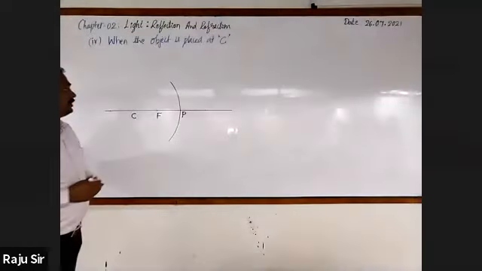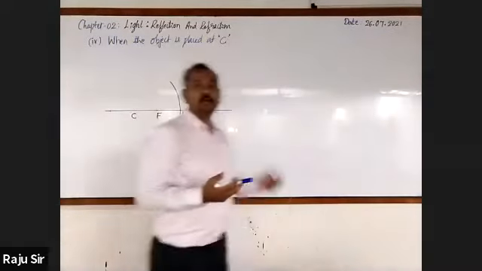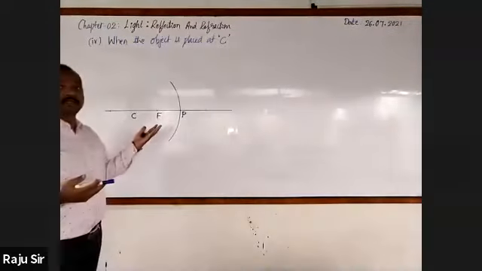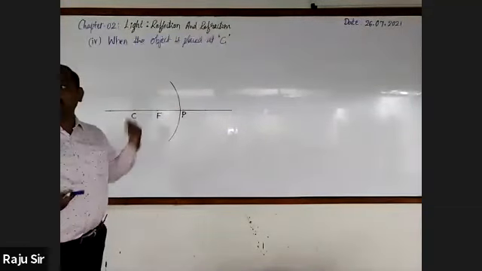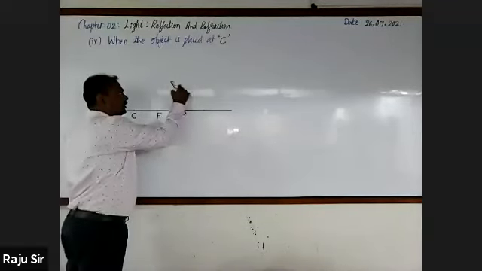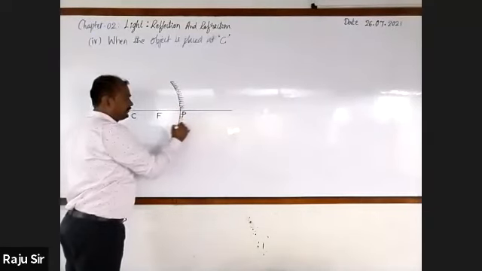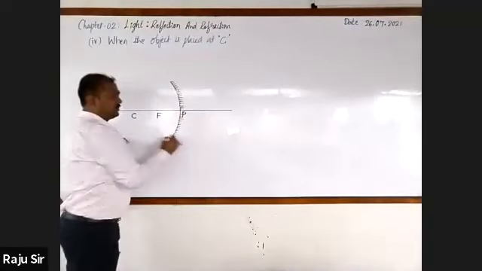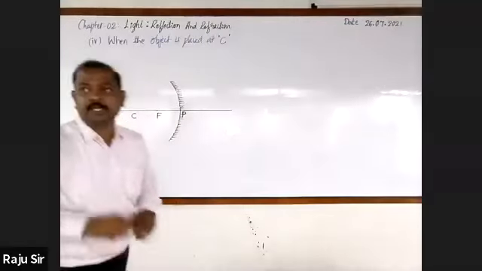Next. As it is a concave mirror, we have to show the reflecting surface which is bulged inward. The non-reflecting surface is bulged outward. Now you tell where the object should be placed.